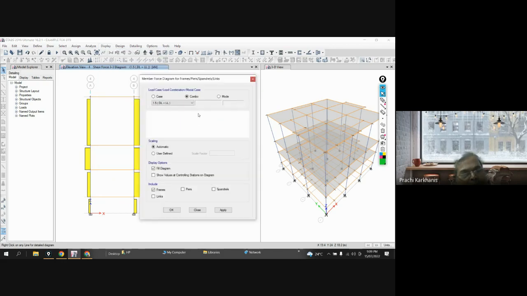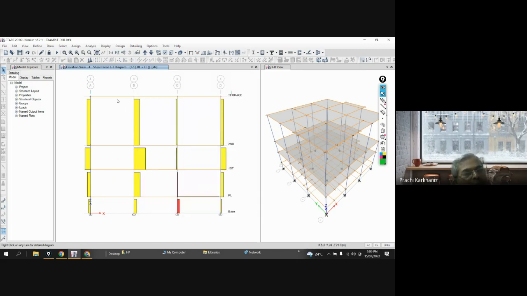moment diagram, and this shear 33 is minor. And okay, let us go to moment 22 and see the bending moment in beams. Again, you will see there is no bending moment in beams, because you are checking it in an incorrect manner. Clear? Yes, sir.